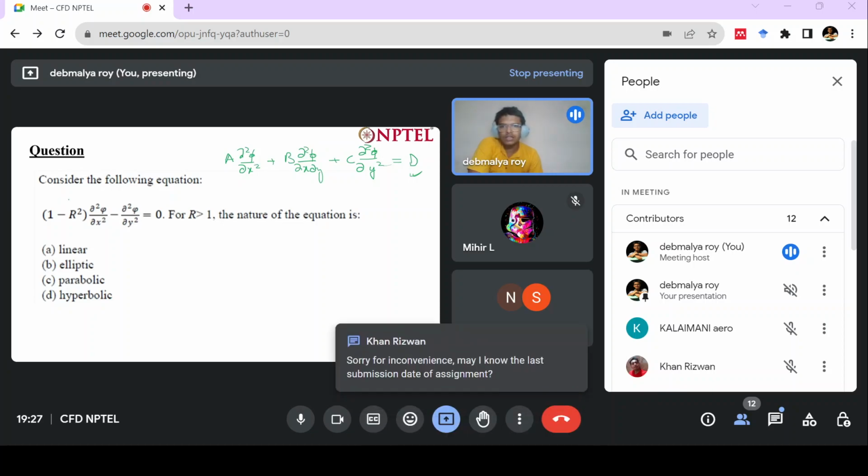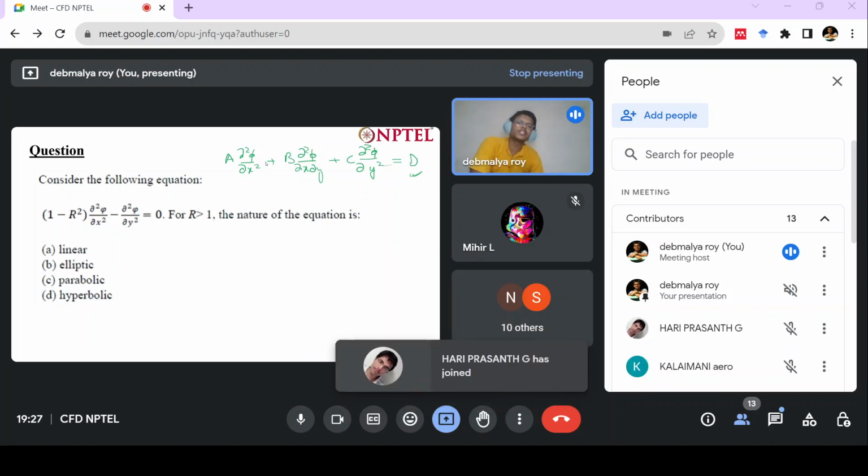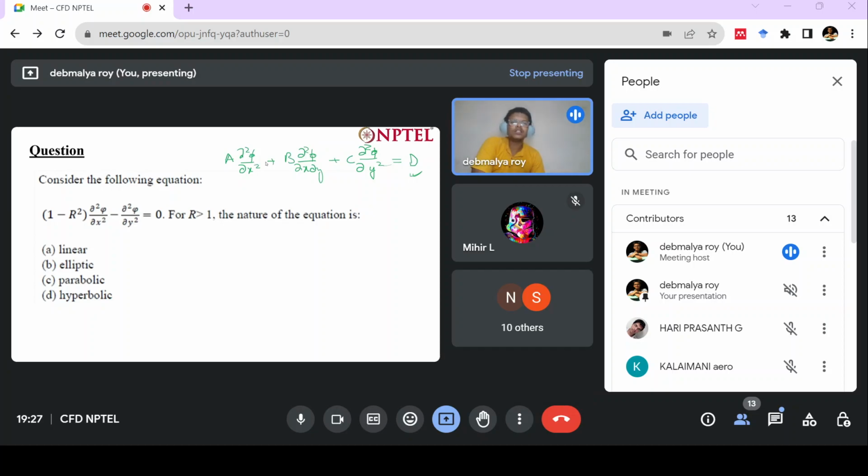Now, here x and y are given. If some other independent variables are given, no problem. And you can also interchange x and y. x is not special; it need not be the first variable or anything. You can interchange, and the nature of the equation will still remain the same. So let's do it this way.